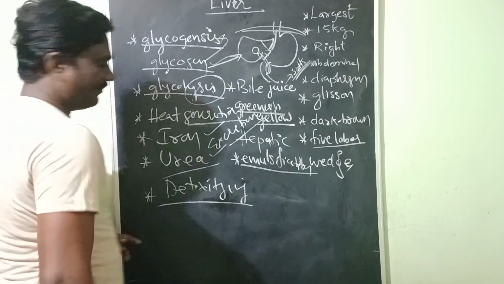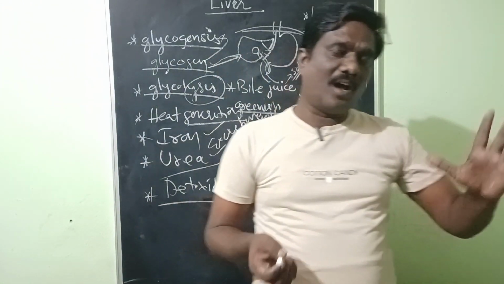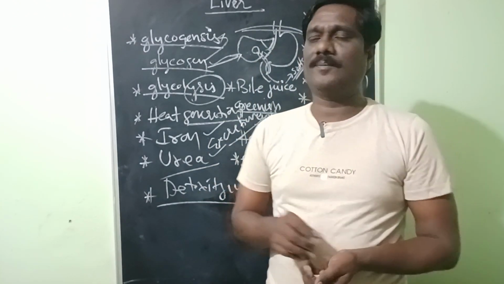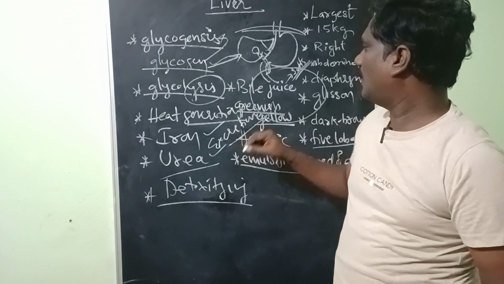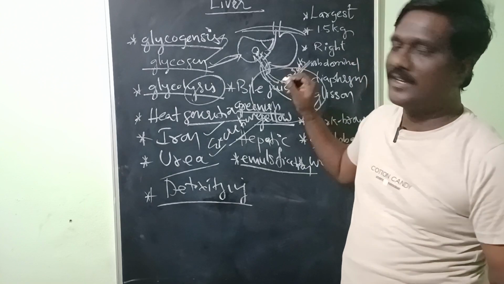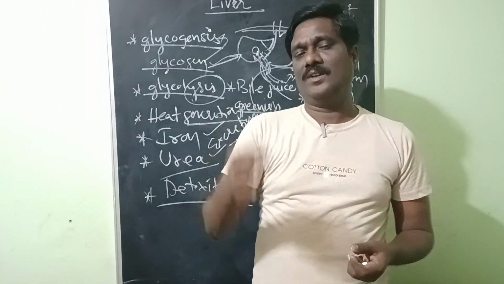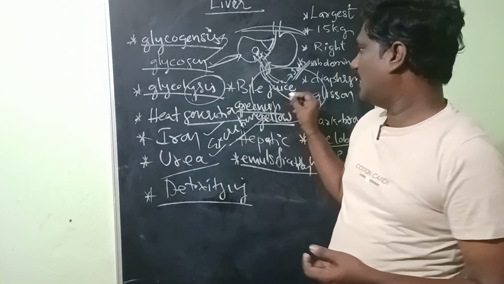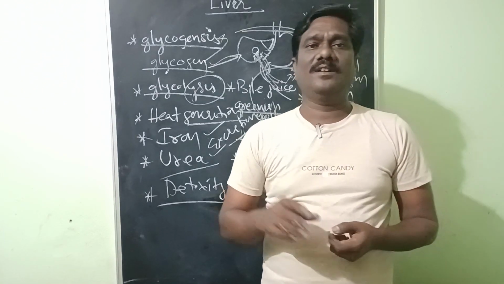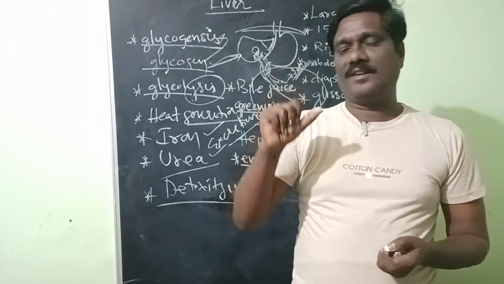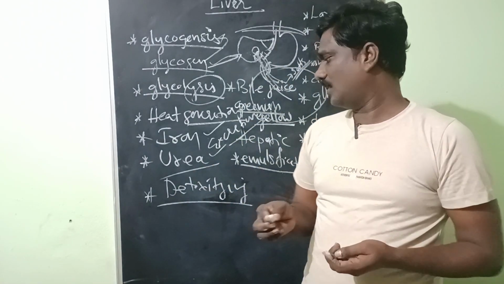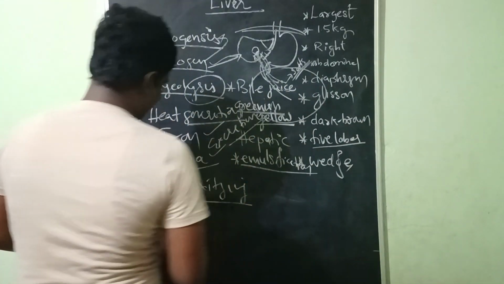Detoxifying. After digestion, all the blood vessels from the GIT first reach the liver. After digestion, all the nutrients enter the blood circulation, and through the blood circulation they reach the liver. Automatically our liver detoxifies whatever toxic materials are present in our food, like alcohol.